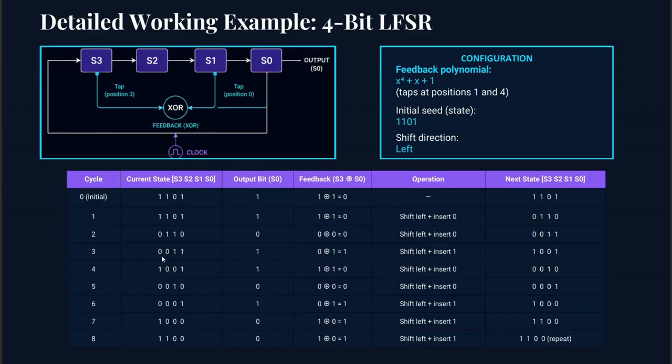In the next cycle, the current state is 0011. Then 0 XOR 1 equals 1. Then insert 1. The next state becomes 1001. This process is continuously repeated. Eventually, the previously generated states begin to appear again. At that point, the sequence starts repeating, forming the period of the LFSR. This demonstrates how a very small register can generate a long binary sequence.